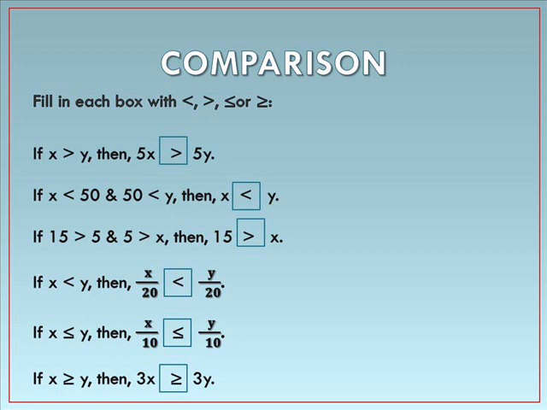And if x is less than or equal to y, then x over 10 is also less than or equal to y over 10. Then finally we have x is greater than or equal to y, and we need to compare 3x and 3y. Well, it is like the first one. If x is greater than or equal to y, then obviously 3x is also greater than or equal to 3y. These were some easy comparisons that we have done over here.